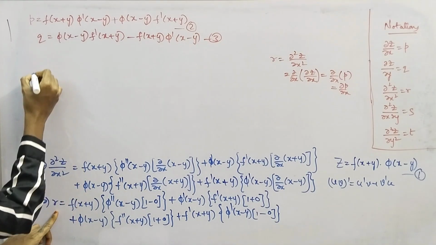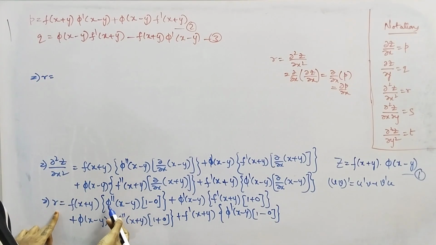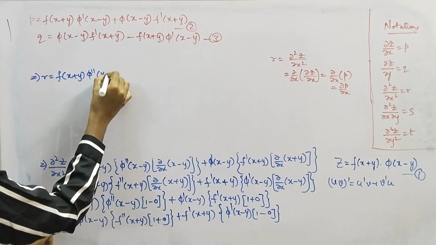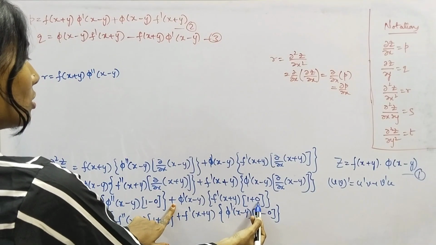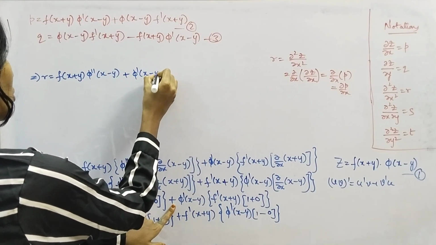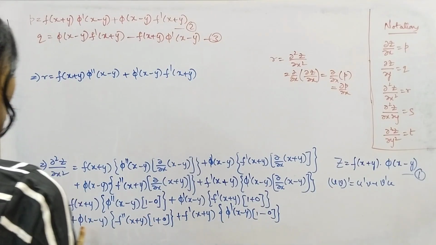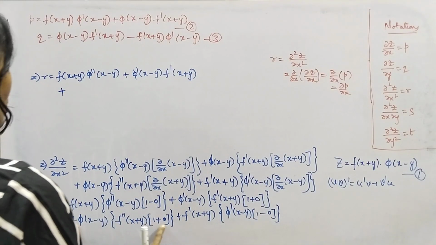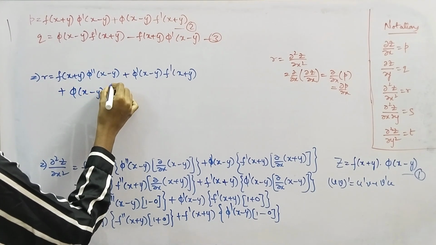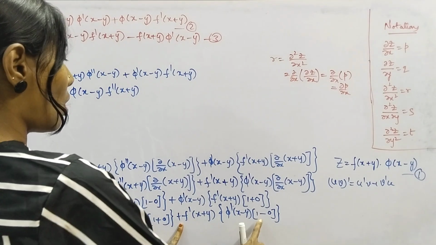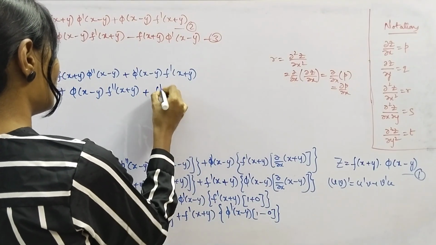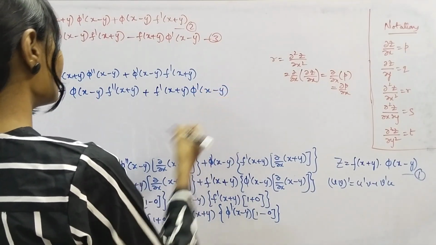This gives us r equal to 1 minus 0 is 1, 1 into phi double dash is phi double dash into f is f phi double dash, that is f of x plus y into phi double dash of x minus y, right, plus 1 plus 0 is 1, 1 into f dash is f dash into phi dash is phi dash f dash, so you'll get plus phi dash f dash, right, plus 1 plus 0 is 1, 1 into f double dash is f double dash into phi is phi f double dash, so I'll get phi of x minus y into f double dash of x plus y, right, plus 1 minus 0 is 1, 1 into phi dash is phi dash into f dash is f dash, we'll get f dash phi dash, so plus f dash phi dash, okay.